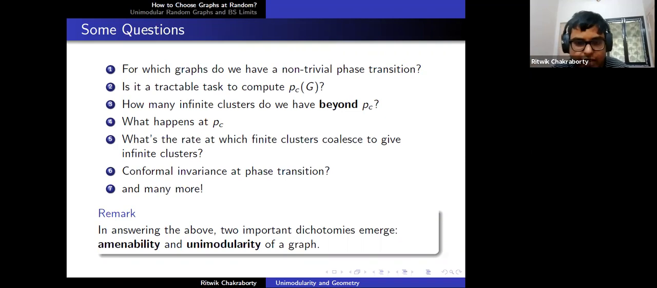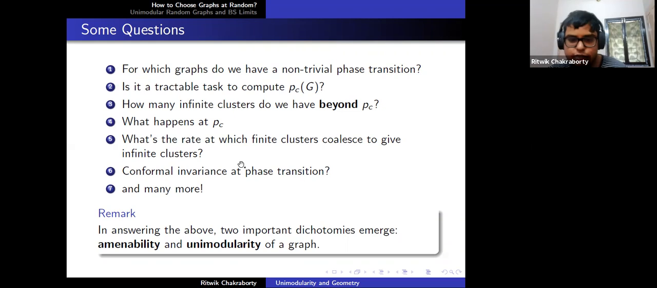Moreover, we have some sort of guess of what happens beyond PC, but what happens to the number of infinite clusters? So we know that below PC, it's zero. You always have finite clusters, but what happens beyond PC? How many infinite clusters can you have? And as I briefly described a few minutes ago, what happens at PC? What's the rate at which finite clusters coalesce to give infinite clusters?